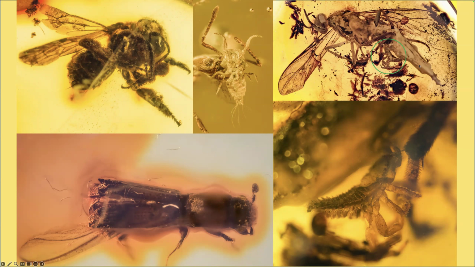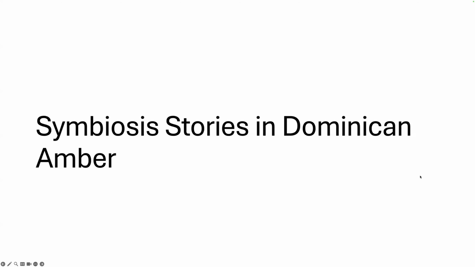But this one is really fun. This is from the Eocene, and it's a fly, and there's something down here hanging onto a leg. And when you look closer, it's a little pseudoscorpion. And I should have put a photo in of a pseudoscorpion not hanging onto something, because they have these large arms and very, very big fat pincers. But this is how they get around. They find a bit of transport in the form of a fly, and they hang onto the leg and get taken to somewhere that they like, and then they get off. All right, so symbiosis stories in Dominican amber.